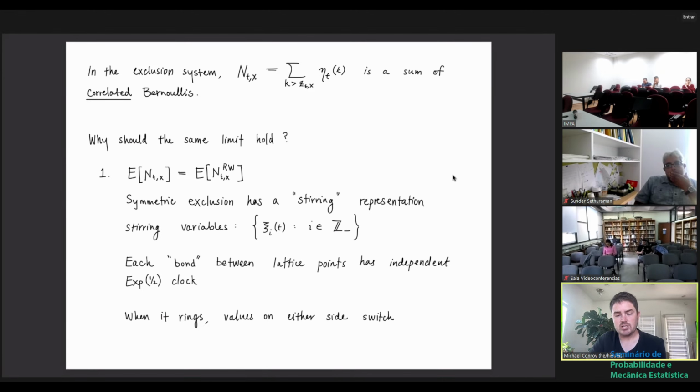So the stirring construction is constructed as follows. We have so-called stirring variables, which I'm going to denote the same as random walks because they're going to have properties of random walks. And we consider now each bond between lattice points as having some independent clock that rings with rate 1/2. And when it rings, values on either side switch.